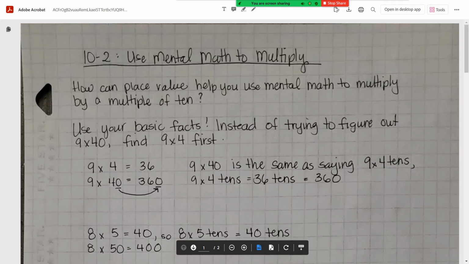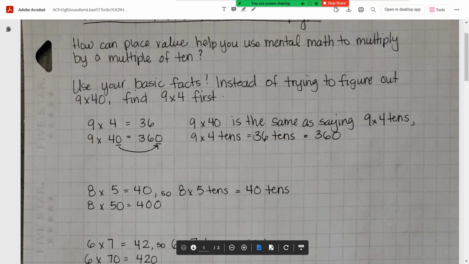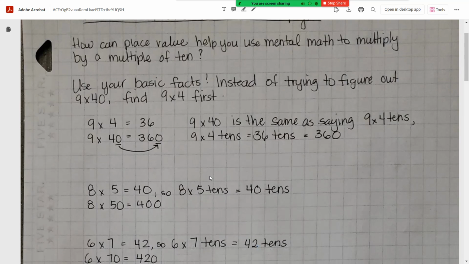So here you can see the 9 times 4 gave us the 36. We had a 0 over here. We carried it over to show that it's times tens. Now moving on, let's take a look at a couple other examples to help review our basic facts and how to move between those and multiplying by multiples of 10.